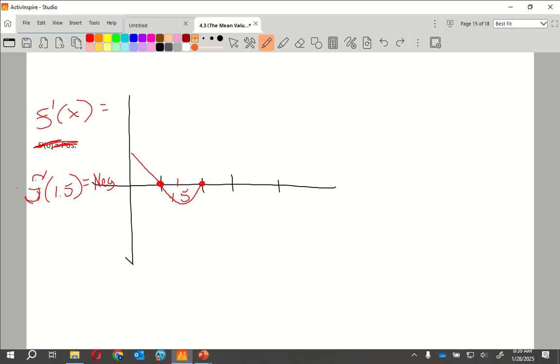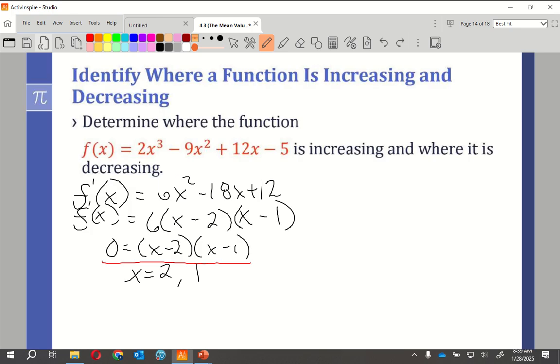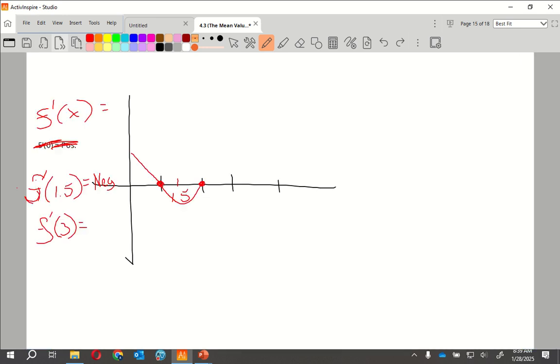But is it going to bounce? Is it going to go up into the positive on the other side, or is it going to bounce back down? So let's check it again at the next number, which would be 3. F prime of 3. 3 minus 2 is 1. 3 minus 1 is 2. So that's positive, positive. That's going to give me a positive. So that means that this has to go back up this way.